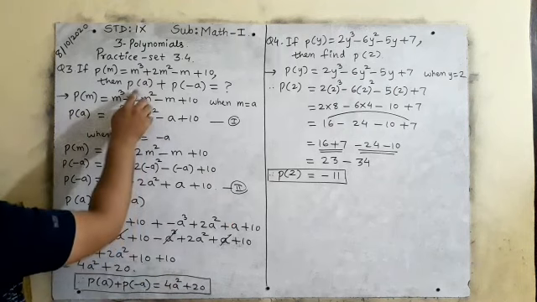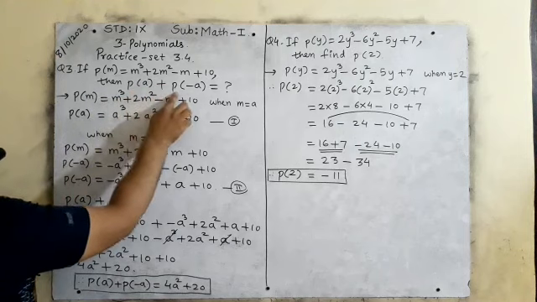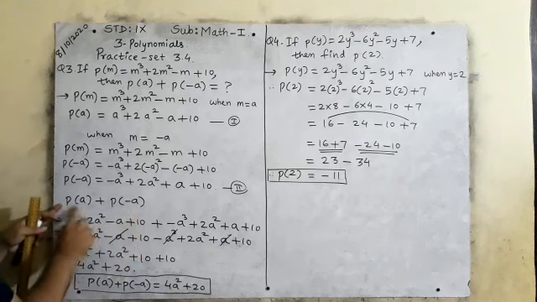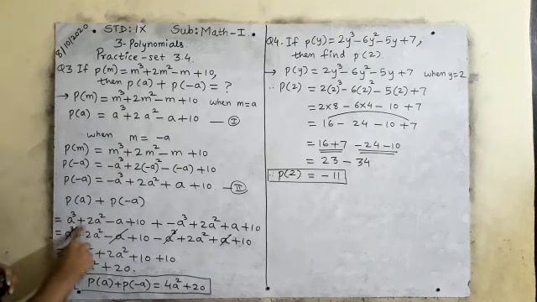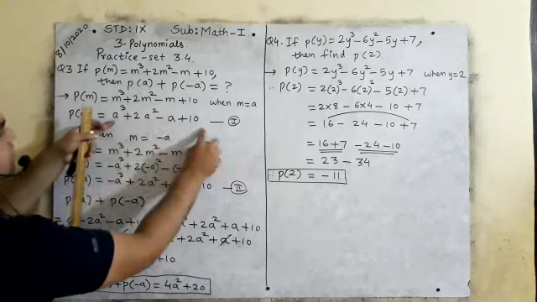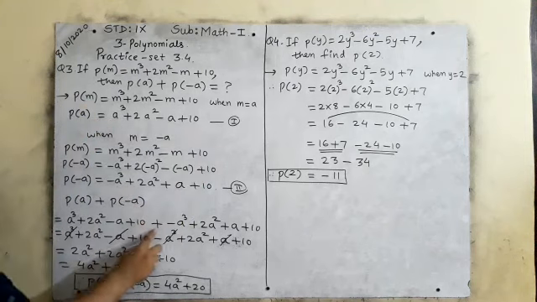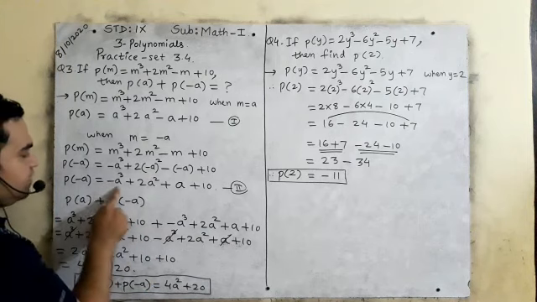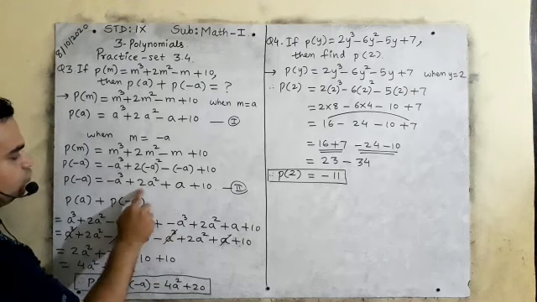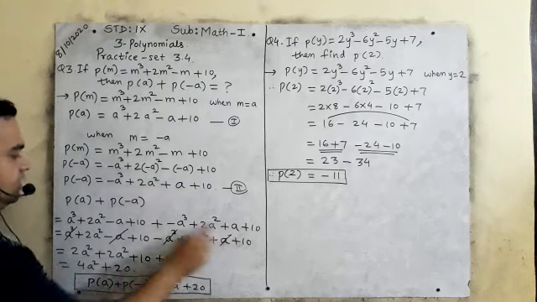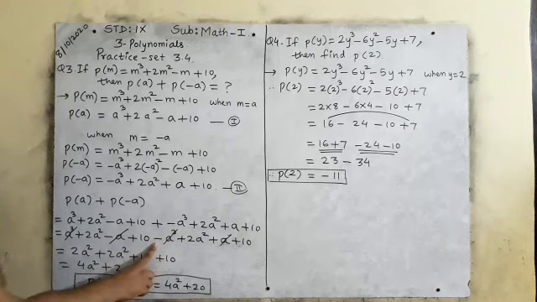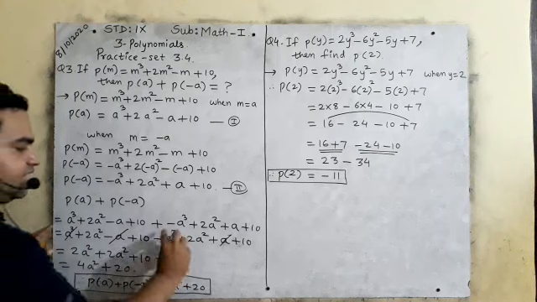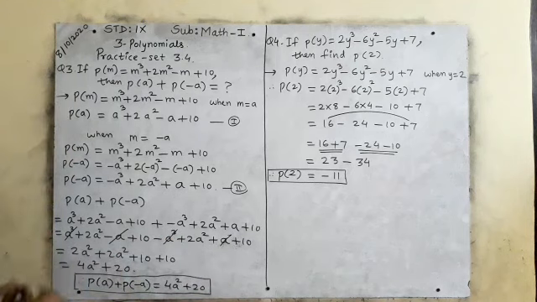Then what do we have to find? We have to find polynomial of a plus polynomial of minus a. So the first answer was a cubed plus 2a squared minus a plus 10. This is my first answer, right? The second answer is this. We have to do addition. Polynomial of minus a, the answer is minus a cubed plus 2a squared plus a plus 10. Now this plus and minus will be minus. First polynomial will come as it is, then plus minus will be minus, the second polynomial will be as it is. Then we will cancel the opposites.